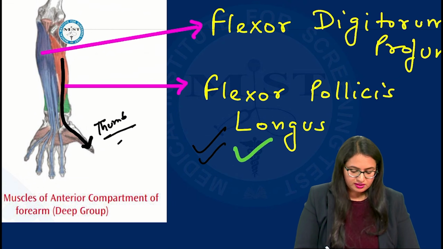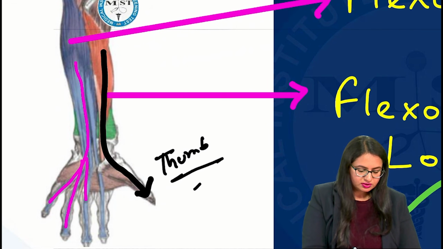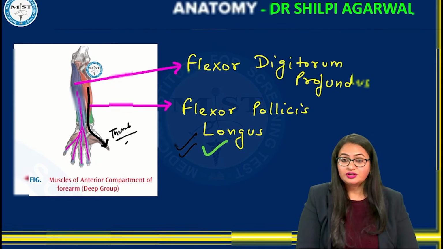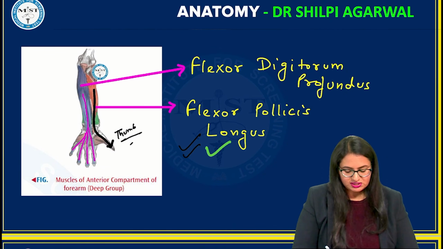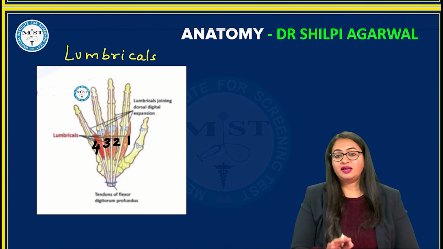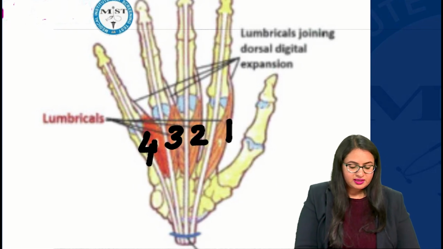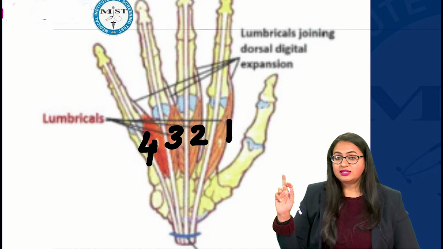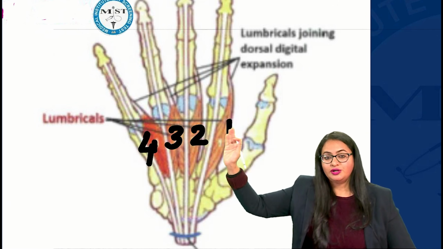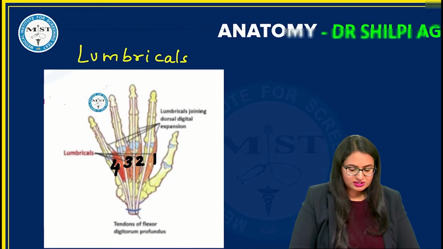The other muscle over here, let us zoom it again, is going to the rest of the fingers, and this is a deeper muscle, so we say flexor digitorum profundus. This muscle is flexor digitorum profundus. Now coming over here, this is a muscle of the hand which is very, very important, the lumbrical muscles. And when you talk about the lumbrical muscles, the numbering is very important. The numbering always starts from the thumb side, that is the lateral side, 1, 2, 3 and 4. So very important muscle, lumbrical muscles.